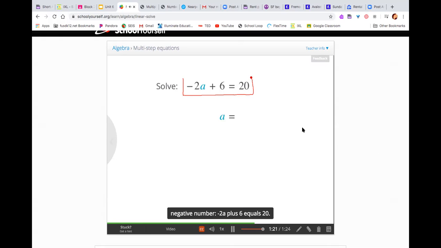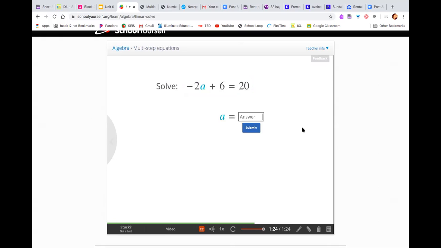Negative 2a plus 6 equals 20. Solve for a. All right, he's telling you, I put a negative number in there. So what do I want to do first? Oh yeah, oops. Plus 2 on both sides. So if I plus 2 on both sides, we'll start it this way.